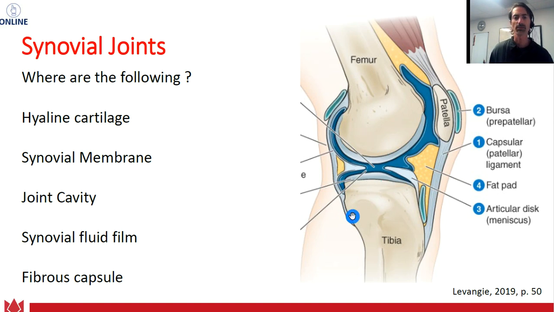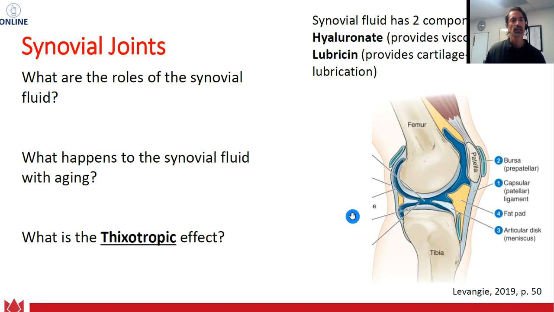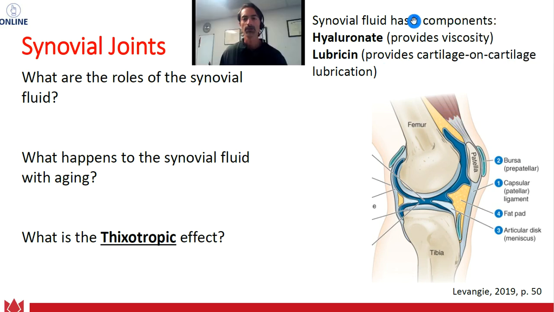Let me clear up the screen a little bit here. Okay. So what are some of the roles that the synovial fluid plays? We said that it was, and my picture's in the way a little bit here. Let me clear that out. So we know the synovial fluid has these two components, and in particular, there's hyaluronate, and that helps viscosity.